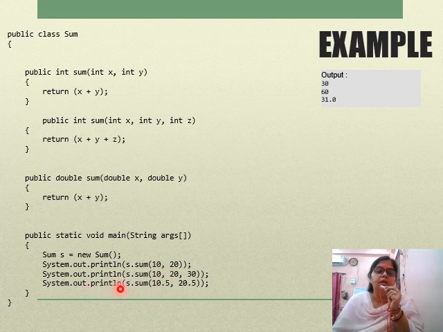Now next, s.sum(10.5, 20.5), because we have taken decimal numbers, so we have used double x, double y here. For double x it is 10.5 and double y it is 20.5. This is a simple example of your function overloading. Now we are going to take another example also.